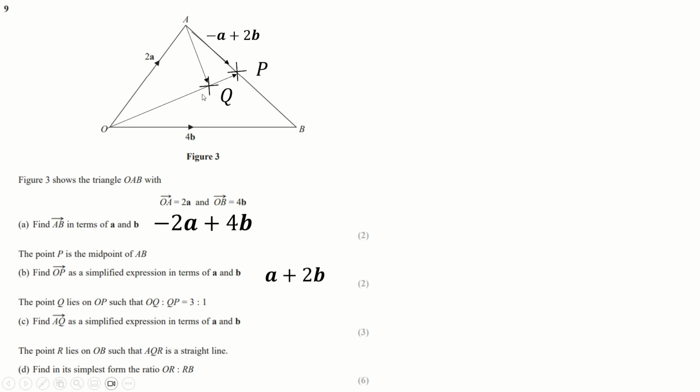Well, O to Q is just going to be 3/4 of O to P, because you've got 3 parts here, 1 part there. That's 4 parts in total, and 3 of them are here. So O to Q is 3/4 of this. And so therefore A to Q is minus 2a plus 3/4 of that. And of course we can simplify that, and we'll end up with this here as our A to Q. R lies on O to B, such that AQR is a straight line, so R is down there somewhere.